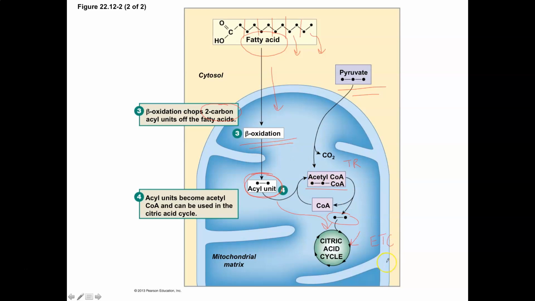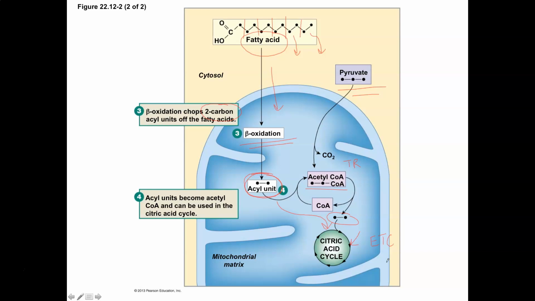We're going to get our high energy electron carriers. We're going to get our NADHs and our FADH2. We're going to run those through the electron transport system, and we're going to generate ATP from them. So thus, we can get a much larger yield of energy, that 9 calories of energy, compared to only getting 4 calories per gram for proteins and 4 calories per gram for carbohydrates.